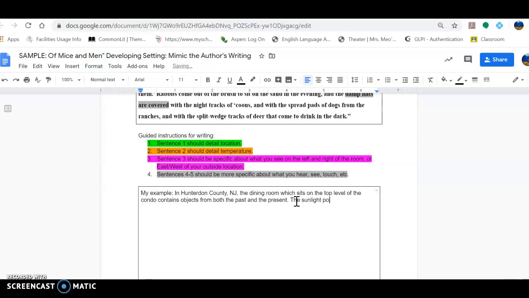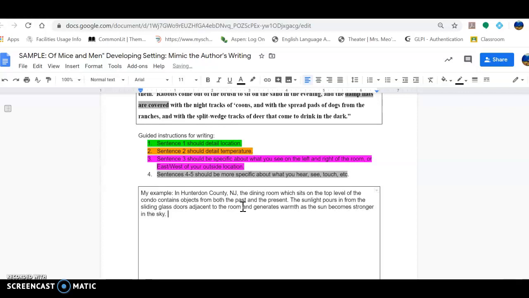The sunlight pours in from the sliding glass doors adjacent to the room. Spelled adjacent wrong. And generates warmth as the sun becomes stronger in the sky.